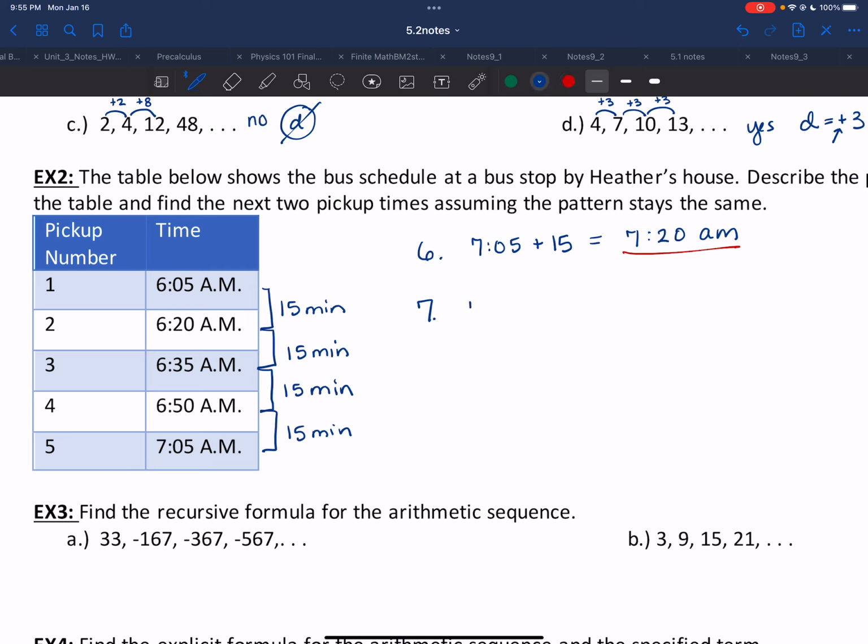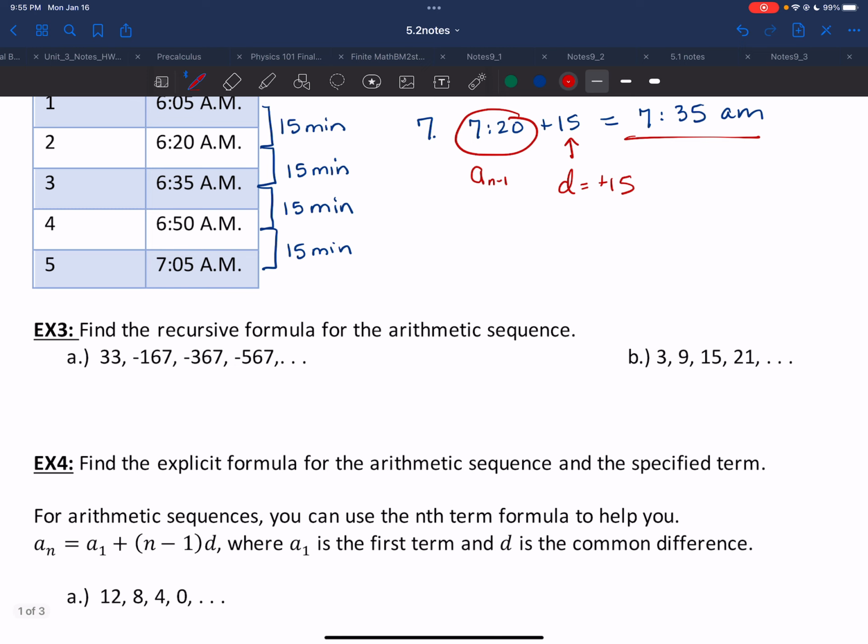And then I'm going to take that 7:20 and add 15, and that's going to equal 7:35 a.m. So that's the answer to the second one. What's interesting here is that this term is actually a_(n-1). It's the term before it. And this is actually what I did to it, right? So this is my difference. It's really what I would call d, right? So that's my difference.